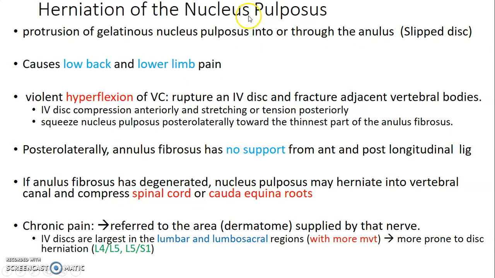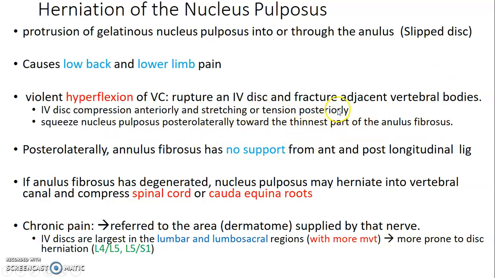So you can herniate the nucleus pulposus. The gelatinous nucleus pulposus can protrude through the annulus. That's what we call slip disc, and that can give you low back pain or lower limb pain, because as it herniates, it goes into the vertebral canal and compresses the nerves that go to the lower limb. So when there's violent hyperflexion of the vertebral column, you can rupture an IV disc, okay, or you can compress an IV disc.